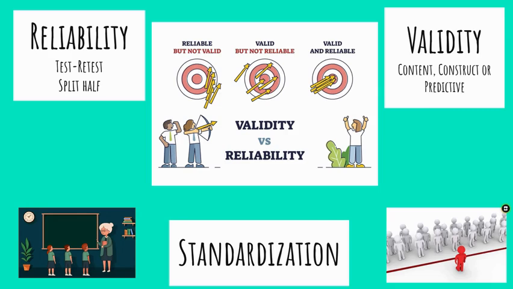Construct validity asks, does it measure the abstract concept, or the construct, that I'm trying to measure? We look at the construct validity of things like depression scales. If I gave somebody a depression scale to measure whether or not they meet the criteria for depression, does that test actually measure that abstract concept of depression? Or if I give a test that's supposed to measure your self-esteem, does that test actually measure that concept of self-esteem or depression?